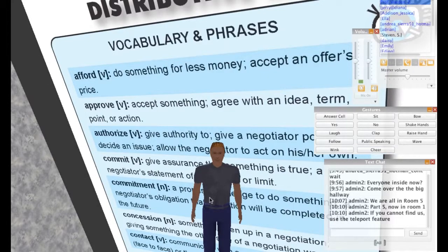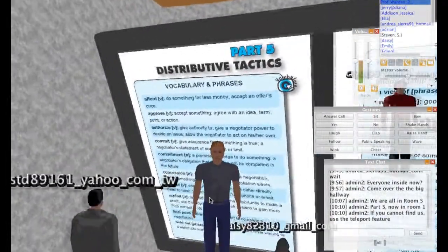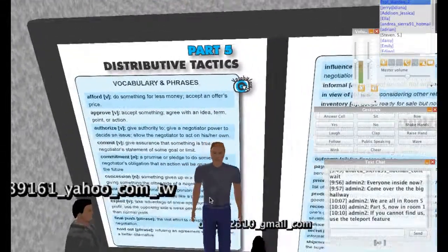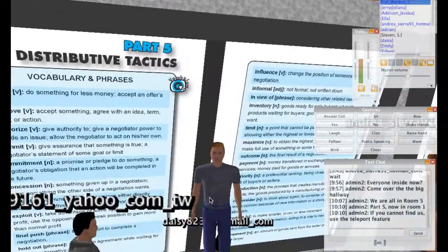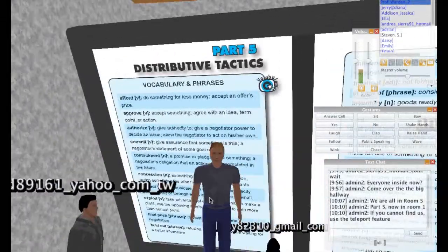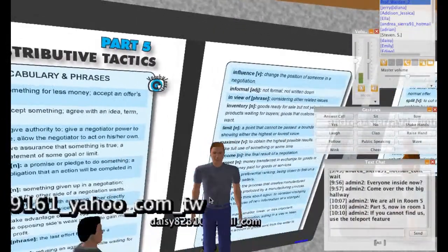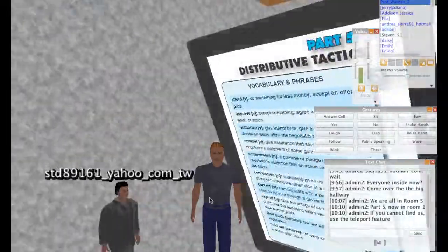Okay, so let's look at some of these words here to get a better idea of the common vocabulary used in distributive tactics. And these words, as we read them, you'll get a feeling for them, as they are words related to pushing the other side to give you something, and at the same time, you trying to hold on to not give the other side something. Right, that's the key point here. Because remember, in a distributive situation, everything you give up, the other side gains. And everything the other side gives up, you gain.